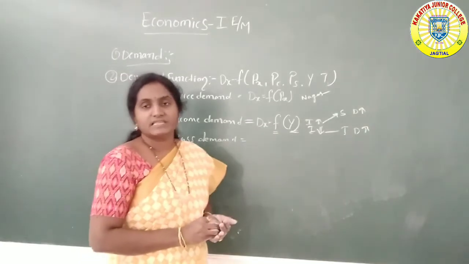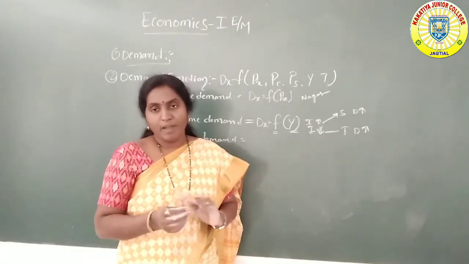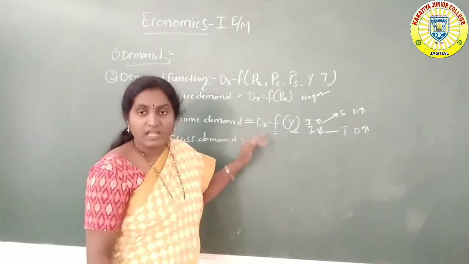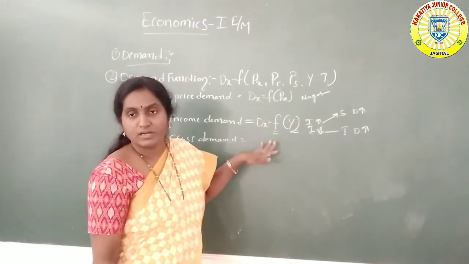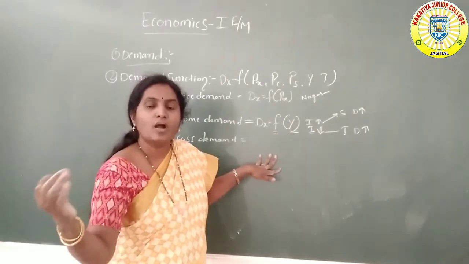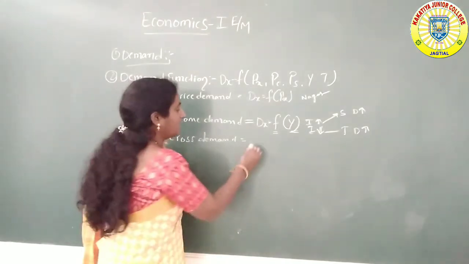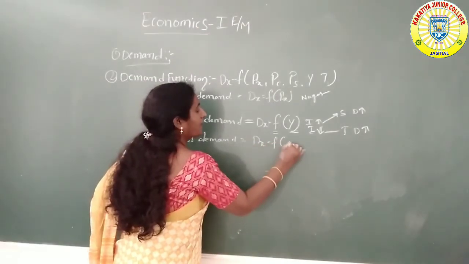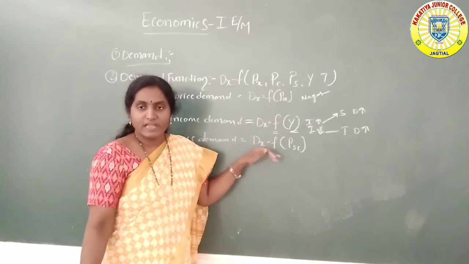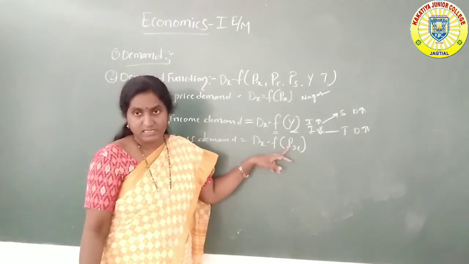Cross demand means the functional relationship between the quantity demanded for a good and the price of substitutes and complementary goods. The price of substitutes and complementary goods is known as cross demand. It means the quantity demanded changes based on the price of substitutes and complementaries.